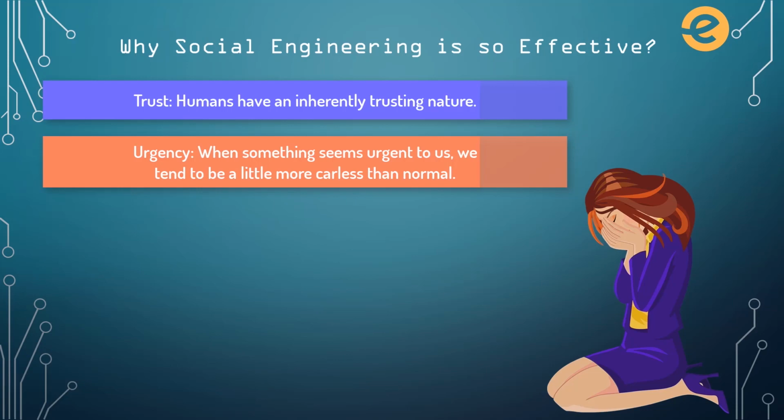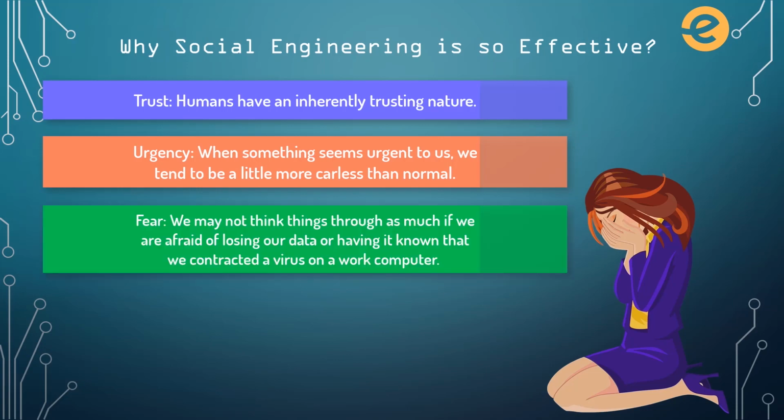Along with urgency comes fear. When you're afraid of failing someone important or losing your data, you may not think your actions all the way through. Fear affects our mind in an interesting way, and we're more likely to make a mistake. In the scenario we saw, Joni's fear of having her company find out that she got a virus impaired her judgment. She was embarrassed and feared being reprimanded for it. This blurred her judgment, and in the end, she ended up allowing herself and the company's computer to become a victim to a social engineering attack.